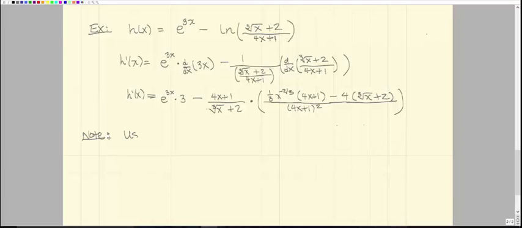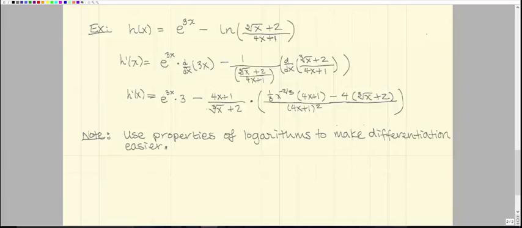Lastly, a note. Sometimes we can use properties of the natural logarithm function to make taking derivatives easier. So by this in particular, I mean the fact that we know that the natural logarithm of the product of two quantities is the sum of their logarithms. And we also know that the natural logarithm of a number raised to a power, if that base is positive, should be that power times the natural logarithm of the base.